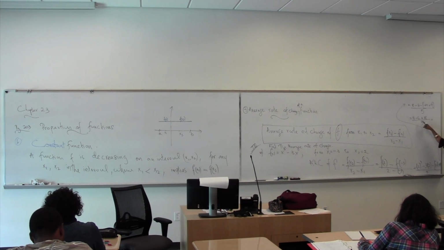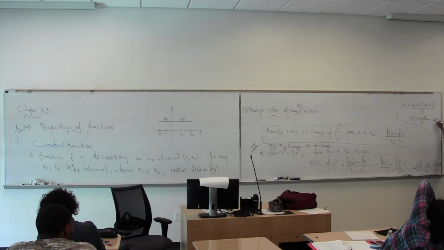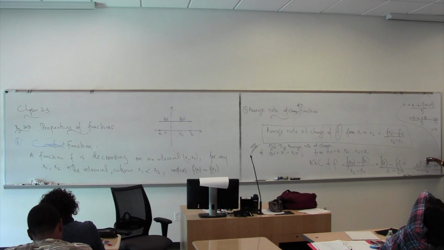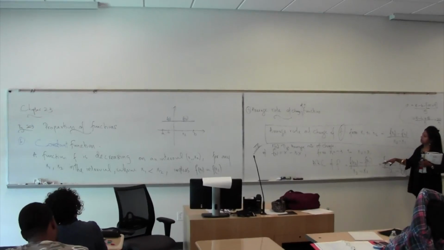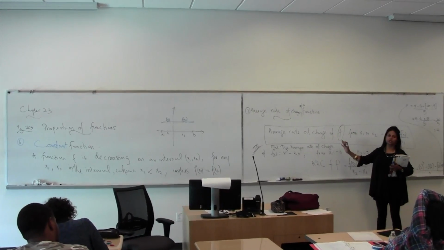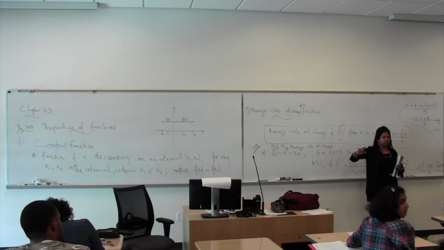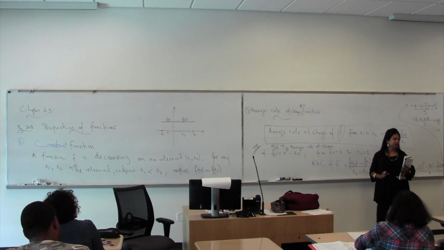20 over 5 equals 4. So that's the average rate of the function. We don't know whether the function is increasing or decreasing, but if you take the average rate of where the function is moving, the average rate is 4. Okay?